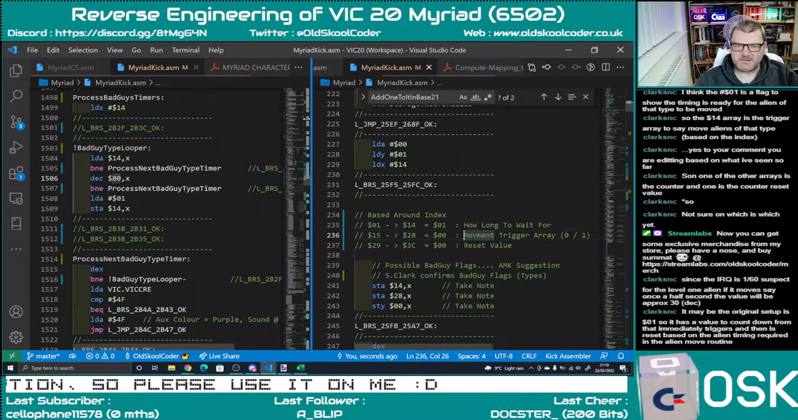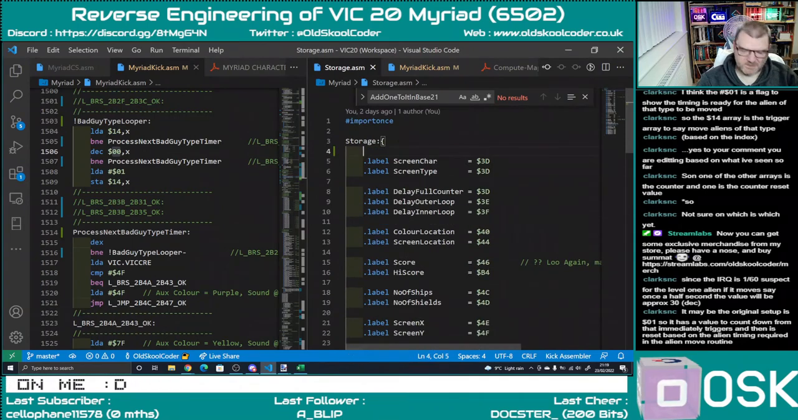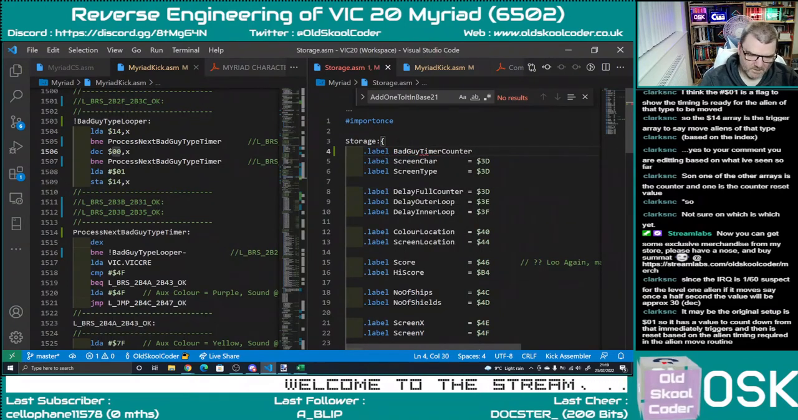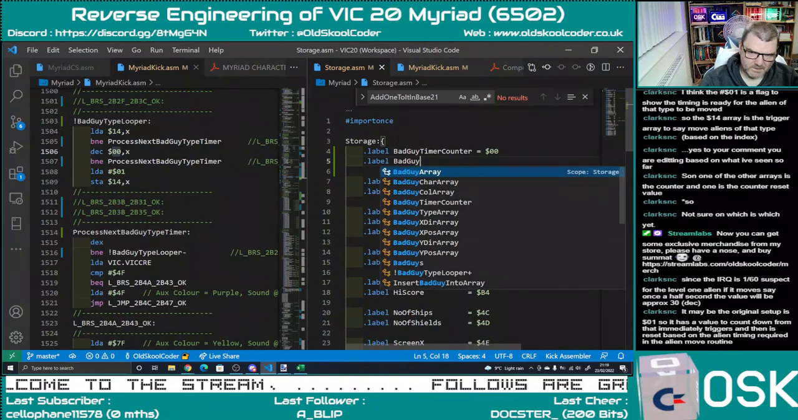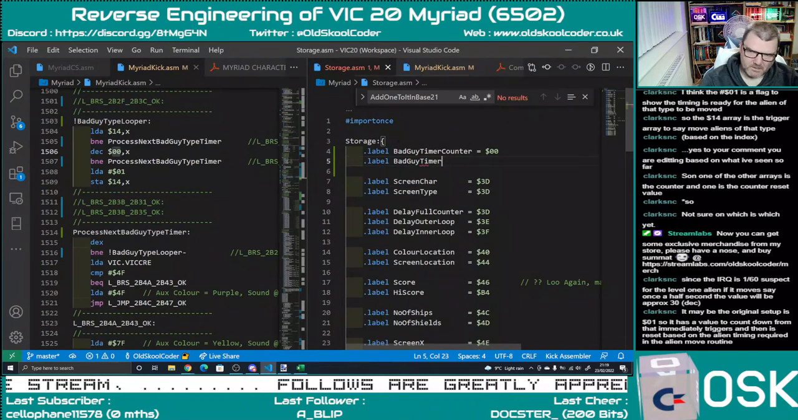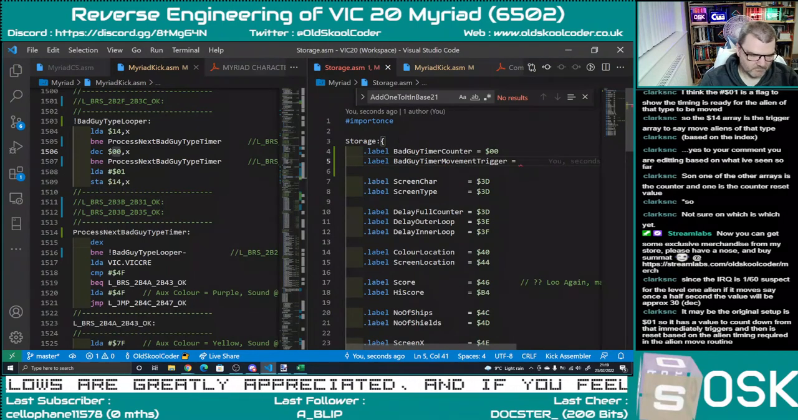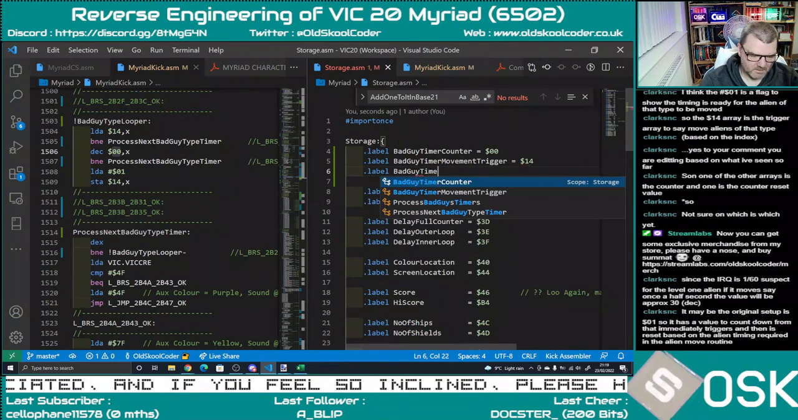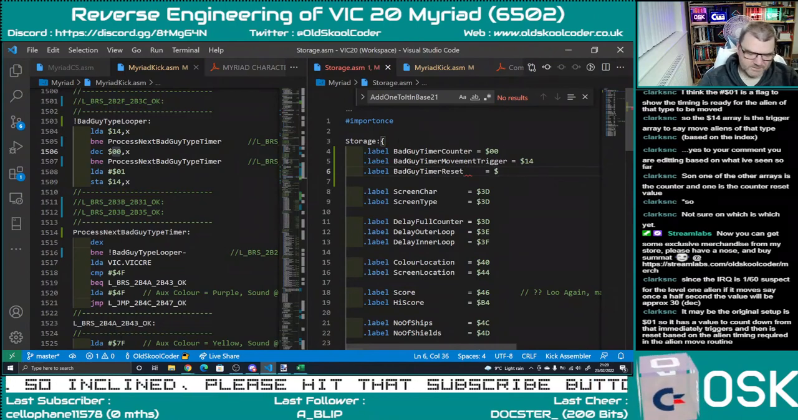So let's put some storage in. Let's just do this. So storage. Let's say right. So we're just assuming at the moment. 14, wasn't it? And this was 28.